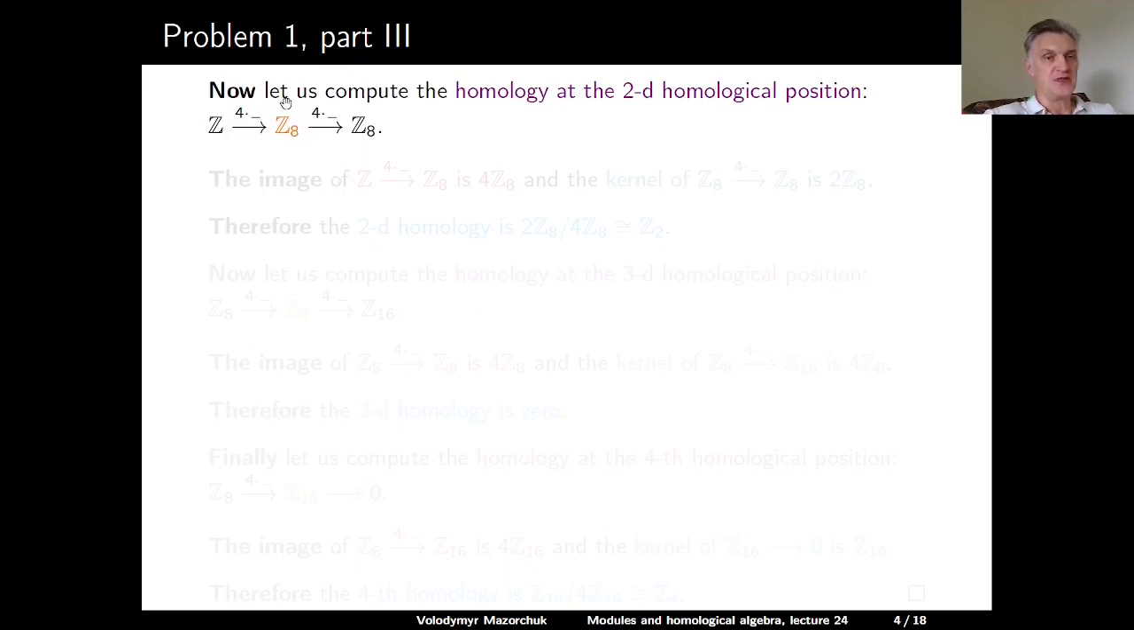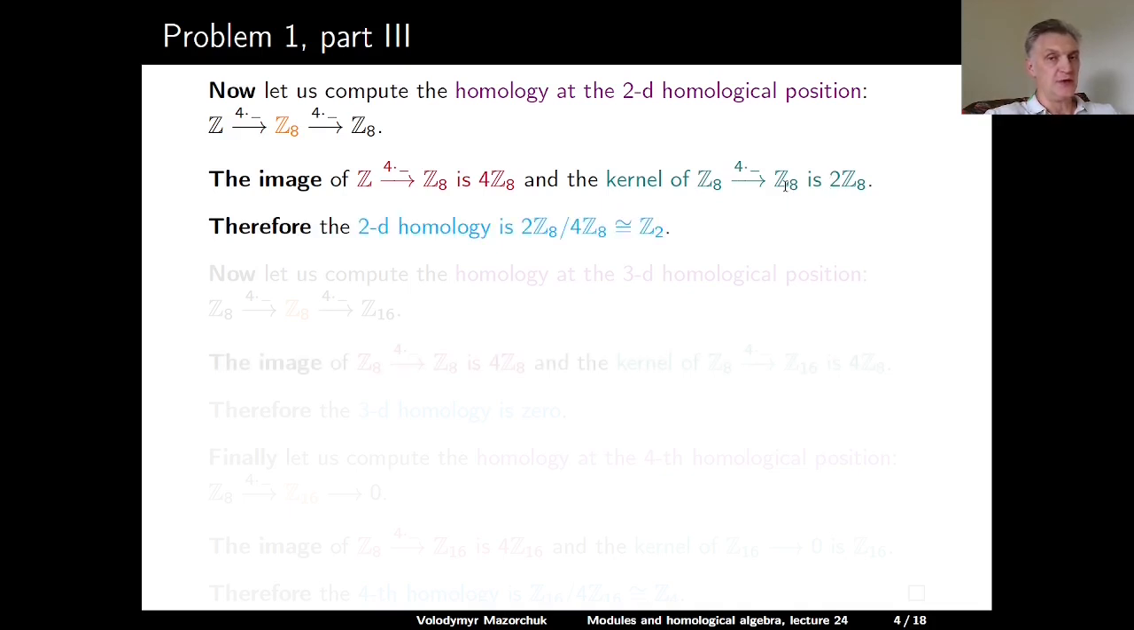The second homology, the homology in homological position 2. So in homological position 2, we have Z sub 8, and on the left, the map 4 times something from Z to Z sub 8, and on the right, the map 4 times something from Z sub 8 to Z sub 8. The image of the multiplication by 4 from Z to Z sub 8 is 4Z sub 8, and the kernel of the multiplication by 4 from Z sub 8 to Z sub 8 is 2Z sub 8. So the quotient of 2Z sub 8 by 4Z sub 8 is isomorphic to Z2. That's the homology of our complex at the homological position 2.